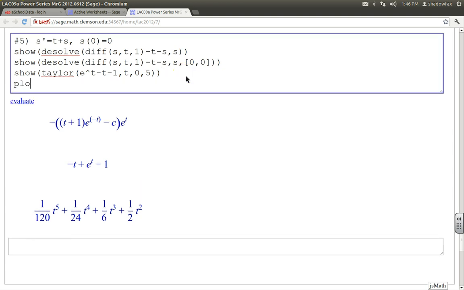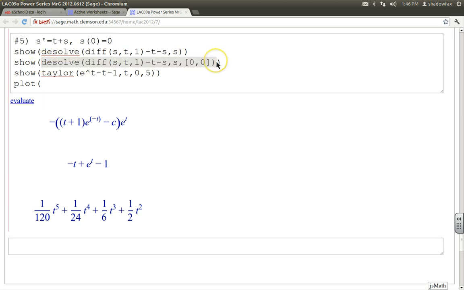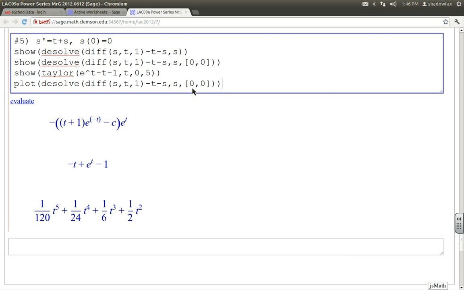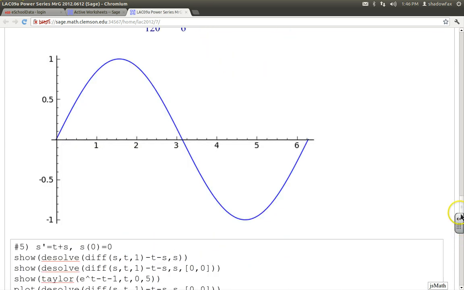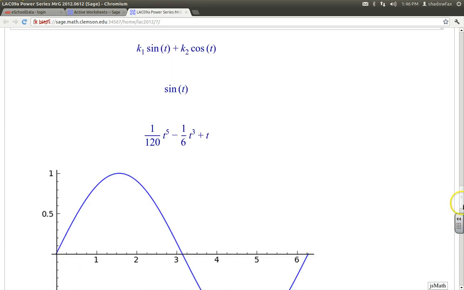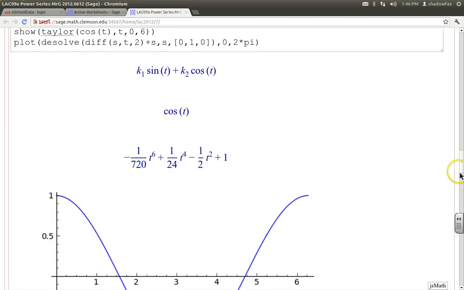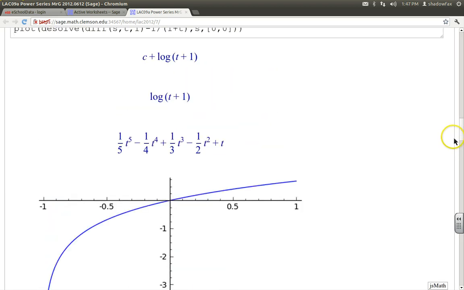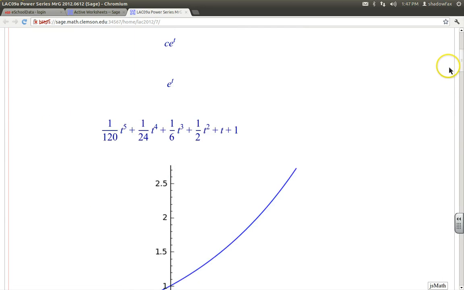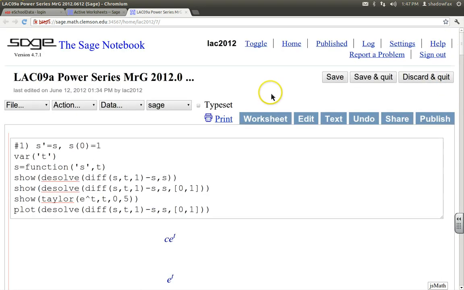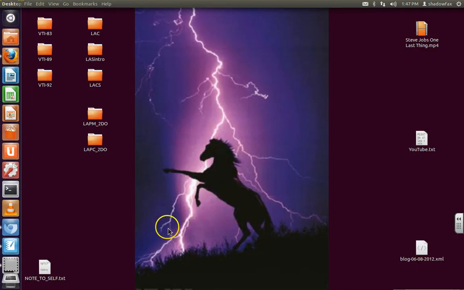And graph it. Plot the solution. Let's see what it looks like. I don't know what that looks like. Let's plot this. And it looks weird. Okay, perfect, very nice. All right, so there's 5, there's 4b, there's 4a, there's 3, there's 2, there's 1. So you don't have to integrate, and you don't have the variables separate. Alrighty, let's save that. And let's minimize this. That's enough for today.